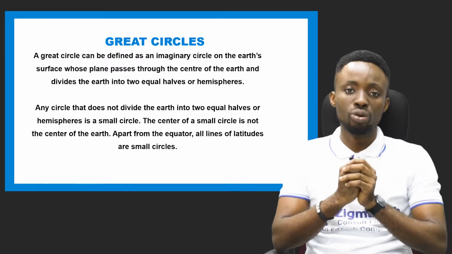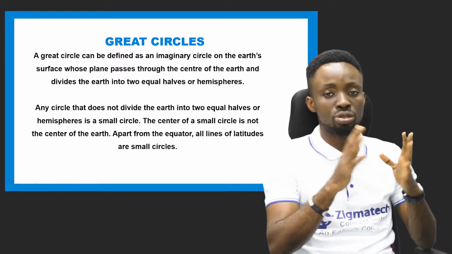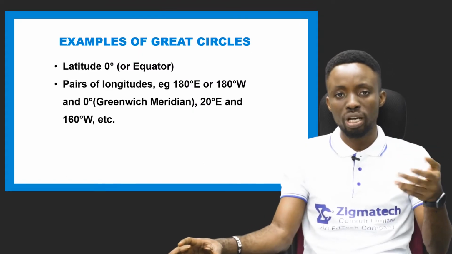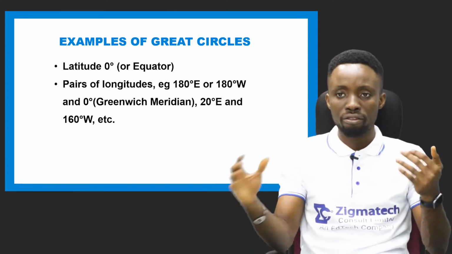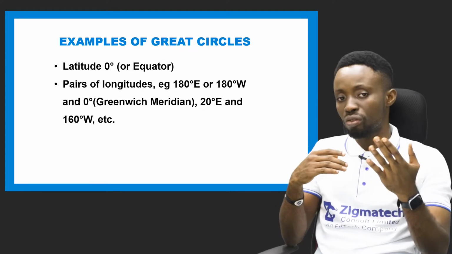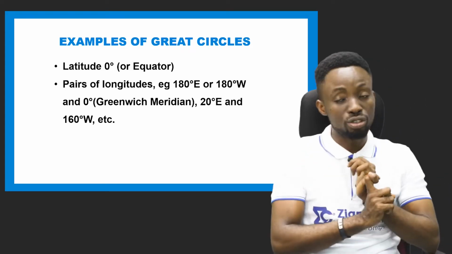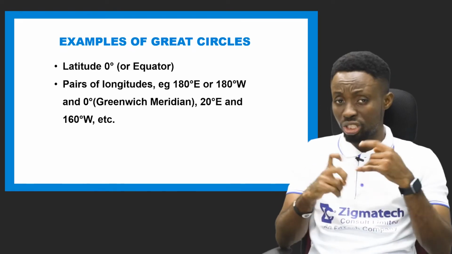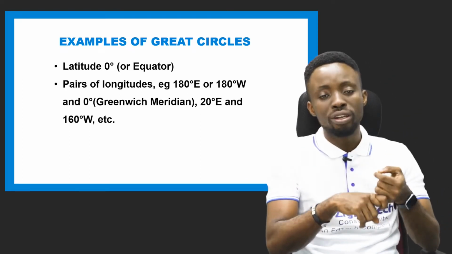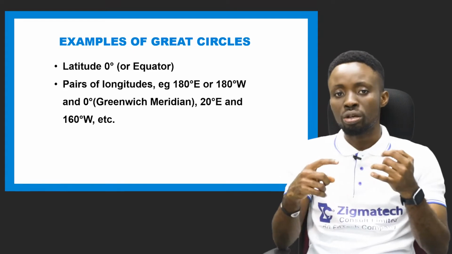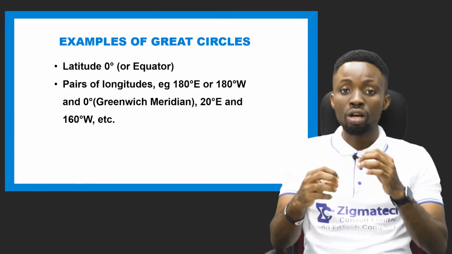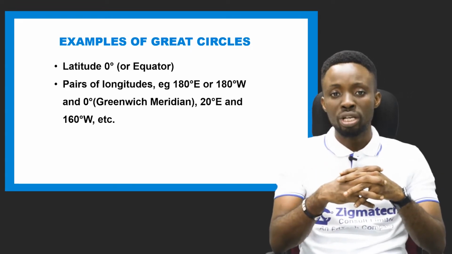And take note that only the equator for lines of latitude is a great circle. So let's look at examples. Examples of great circles for lines of latitude, we only have latitude 0, which is the equator. Then for lines of longitude, I would say every complementary angle of longitude is actually a great circle.